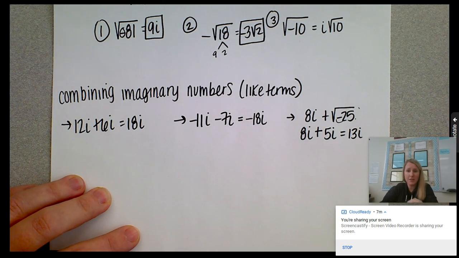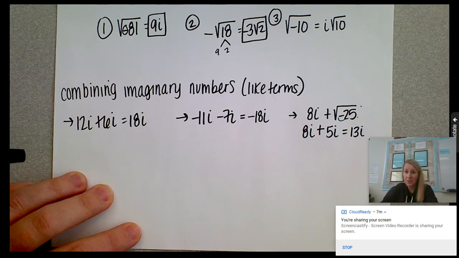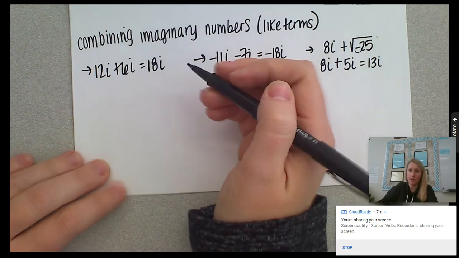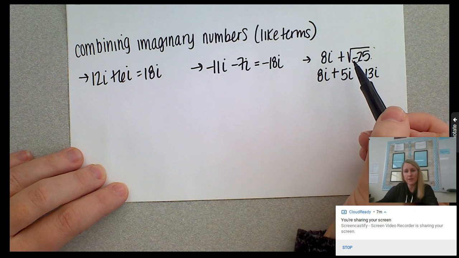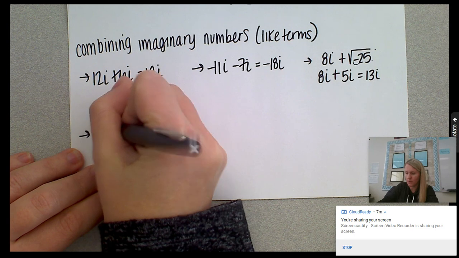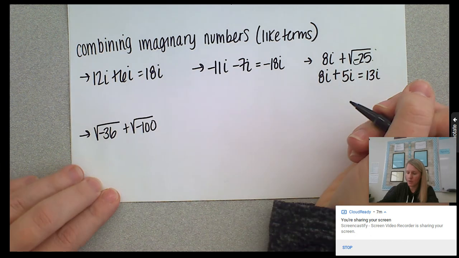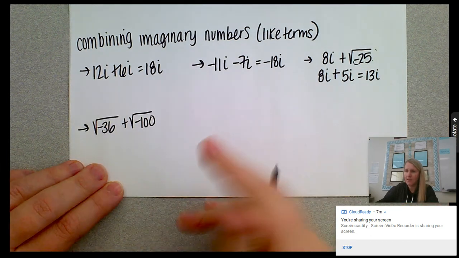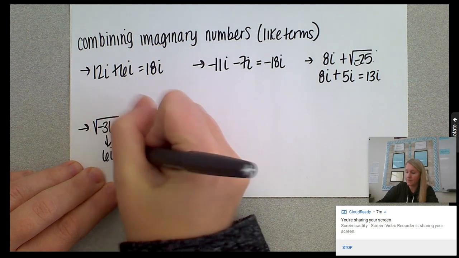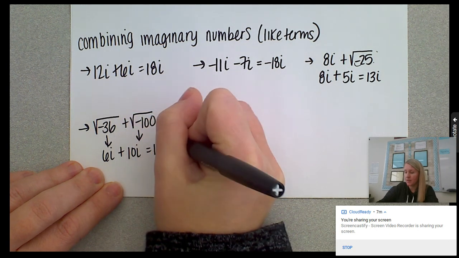So just like you would with x's or y's or a's or anything, i's are like terms. So you can add them, you can subtract them. We can also do things, in this case, sometimes they have i, sometimes they're written as the radical, and you would rewrite it. That's fine as well. So if I said the square root of negative 36 plus the square root of negative 100, you would say, okay, let's rewrite them. The square root of negative 36, when I simplify it, is 6i. The square root of negative 100 is 10i. That one can combine to 16i.